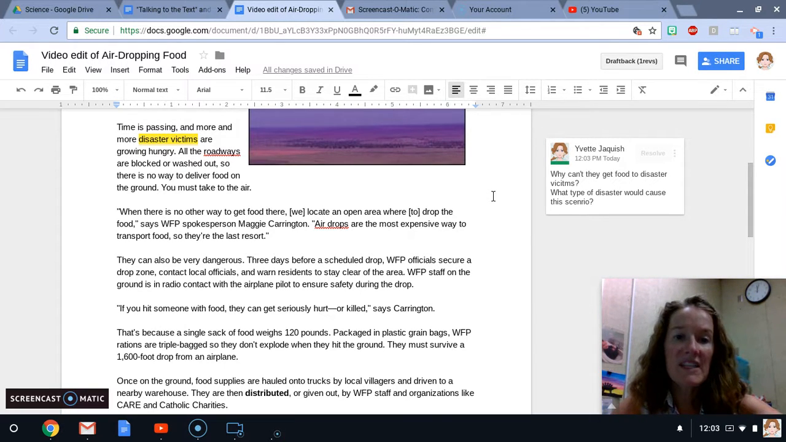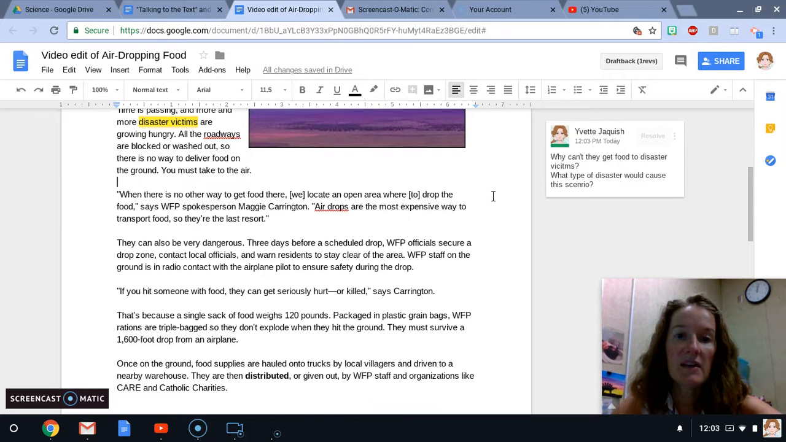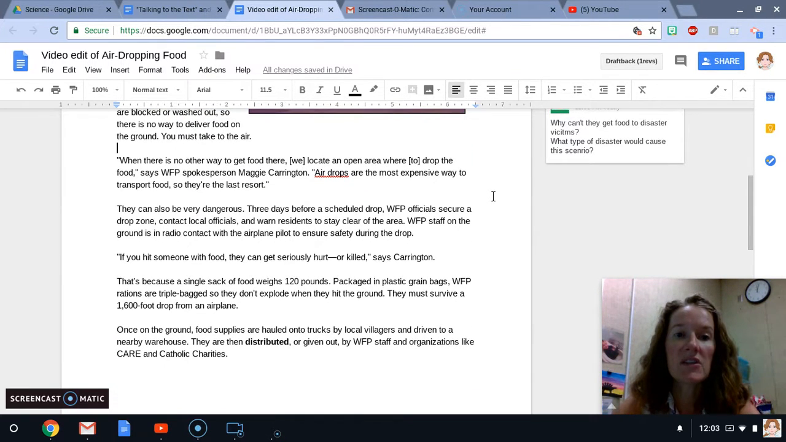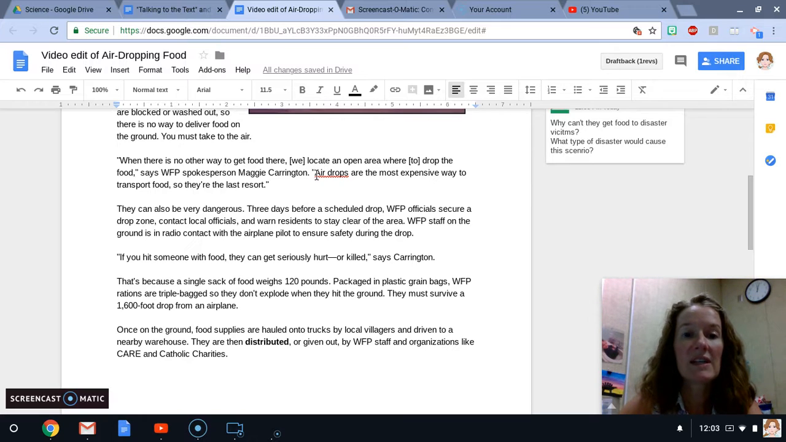When there's no other way to get food there, we locate an open area to drop the food, says WFP spokesperson Maggie Carrington. Airdrops are the most expensive way to transport food, so they are the last resort.